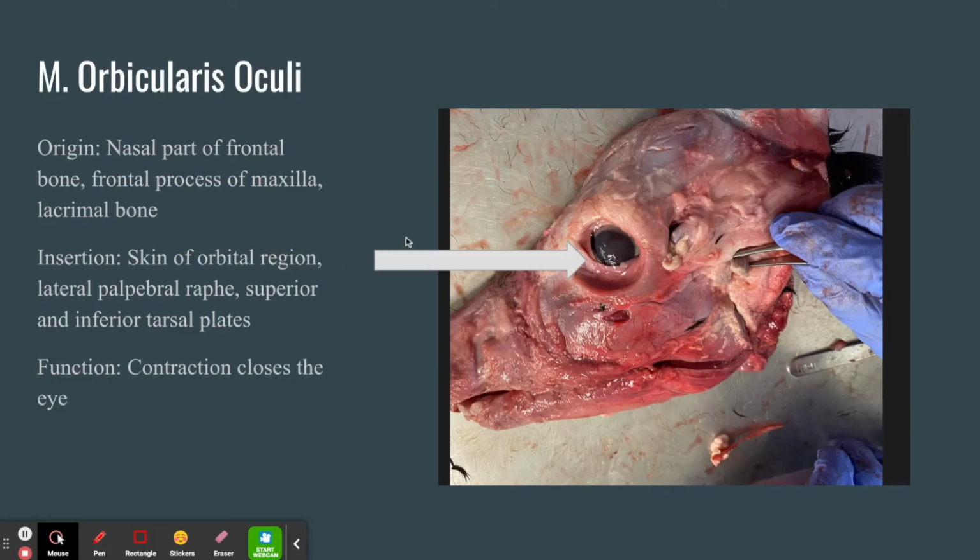Next, you have the orbicularis oculi. The origin is the nasal part of the frontal bone, the frontal process of the maxilla and lacrimal. The insertion is the skin of the orbital region. The function is that contraction closes the eye.